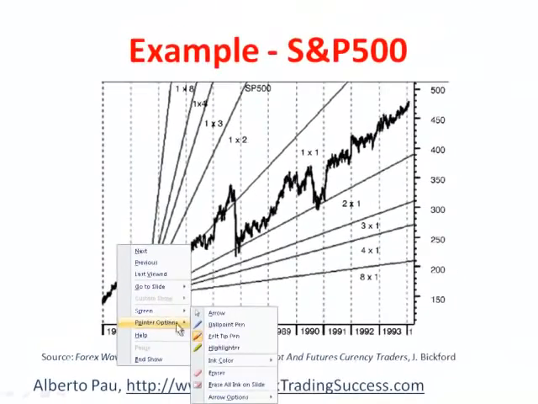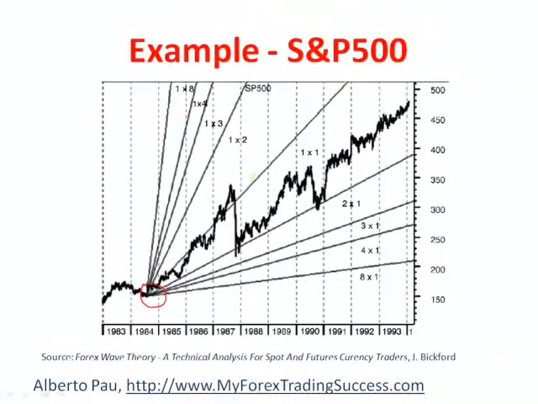Let me see if I can highlight it. Perfect. This is the 1 by 1 line, the 45-degree line. So essentially this is telling us that we are at this major support level, resistance level, and this major support level. This is a 2 by 1 line, 3 by 1, and so on and so forth until we get to the 8 by 1.